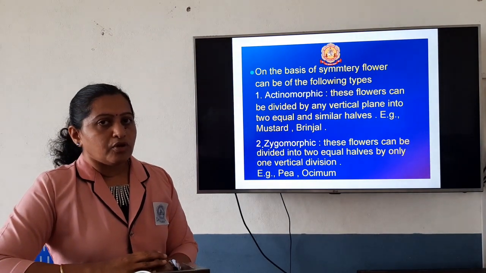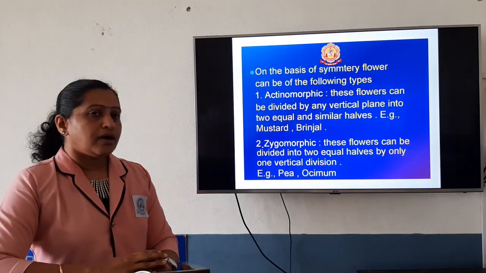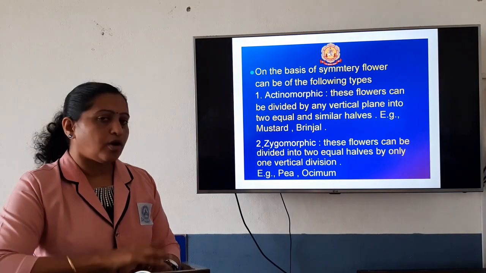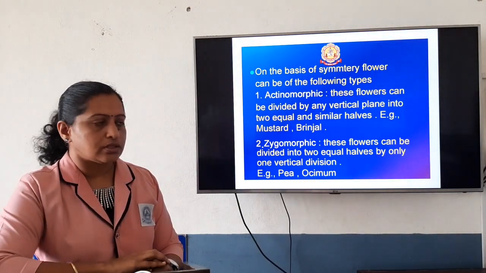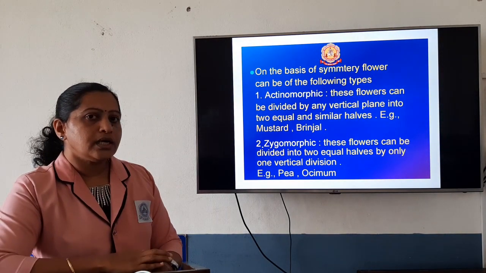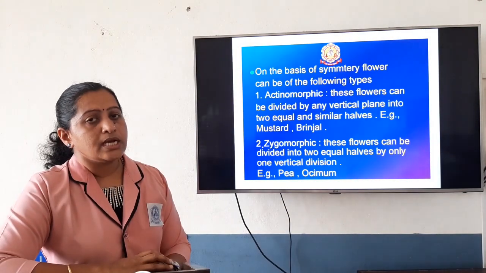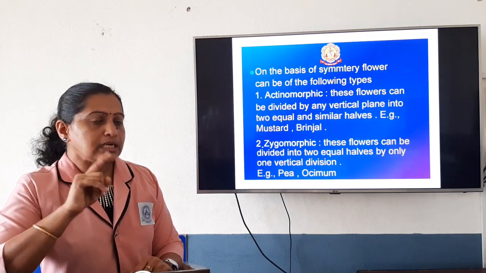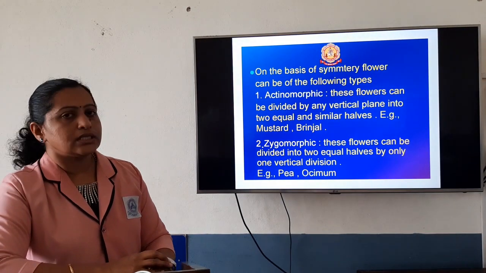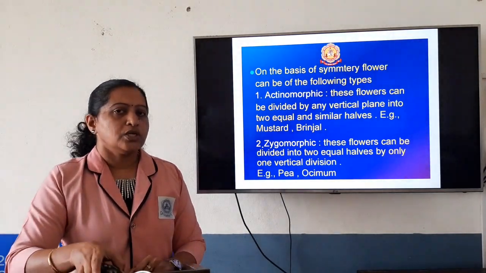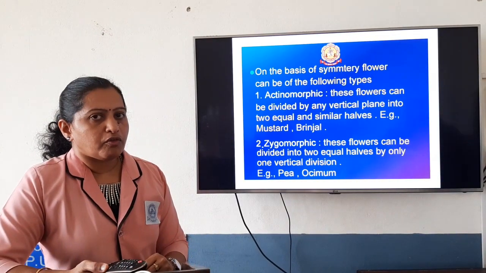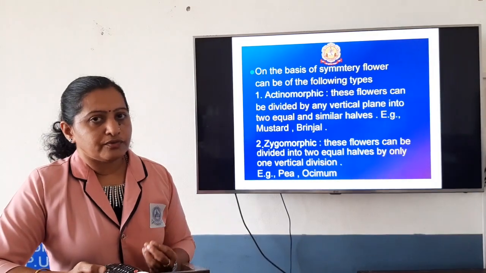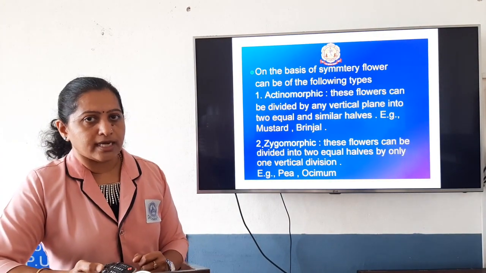In case of zygomorphic flower, the flower can be divided into two equal halves only in a single plane, or only in one vertical direction or one vertical division, it gives two equal halves. So such a flower which gives two equal halves only in a single plane is known as zygomorphic flower. So the best example for zygomorphic flower is pea flower or flowers of tulsi plant or ocimum flowers.